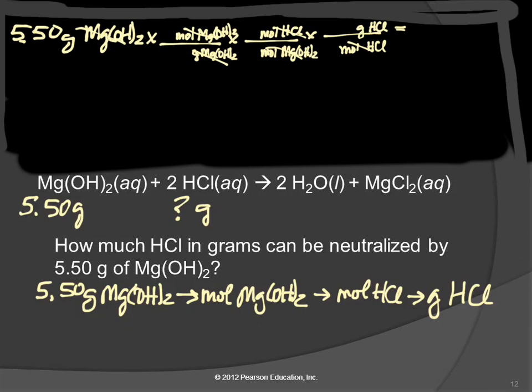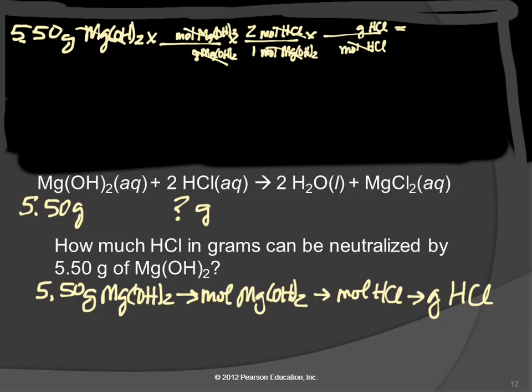Any questions? All the units in first, then the numbers. The middle term is the easy one because the numbers come from the balanced chemical equation. There's a 1 in front of magnesium hydroxide, so I'm going to put a 1 in front of magnesium hydroxide. There's a 2 in front of the HCl, so I'm going to put a 2 in front of the HCl.